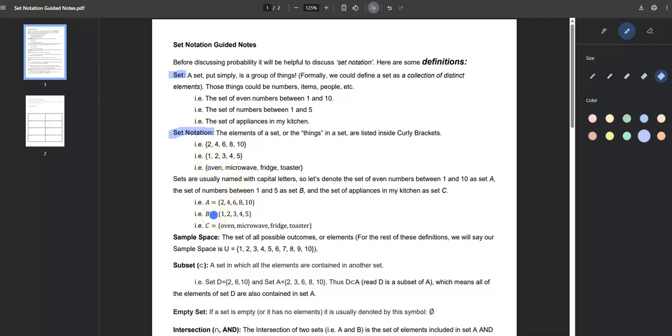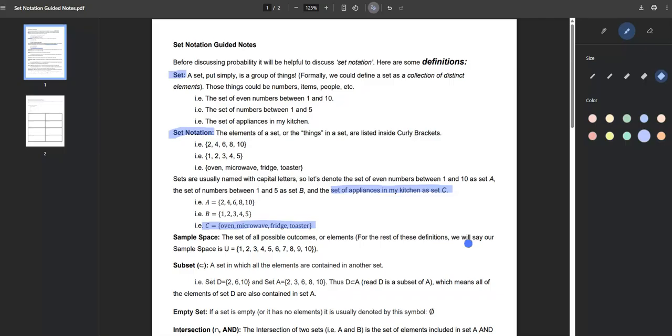Sets are usually named with capital letters. So we'll write the sets, but then we'll name them so we don't have to actually say, hey, the set of all kitchen items. We just have to say set C. Okay? So if I say the set of appliances in a kitchen is set C, then I'm going to write this notation right here because that matches with that. It's just shorthand, so we don't have to write it all the time.